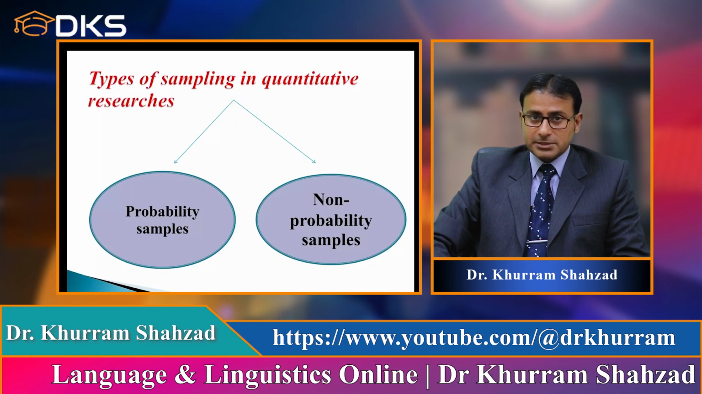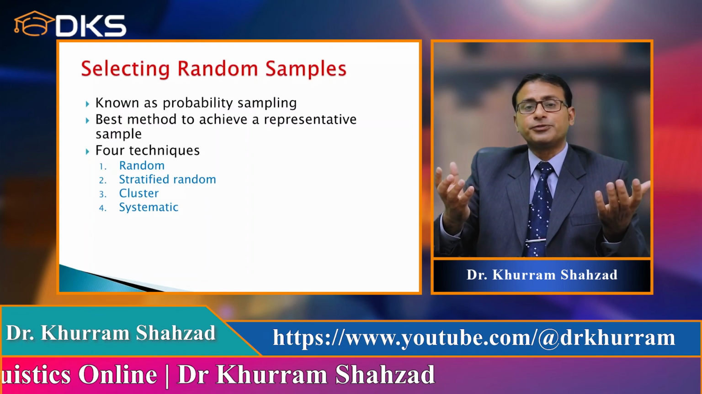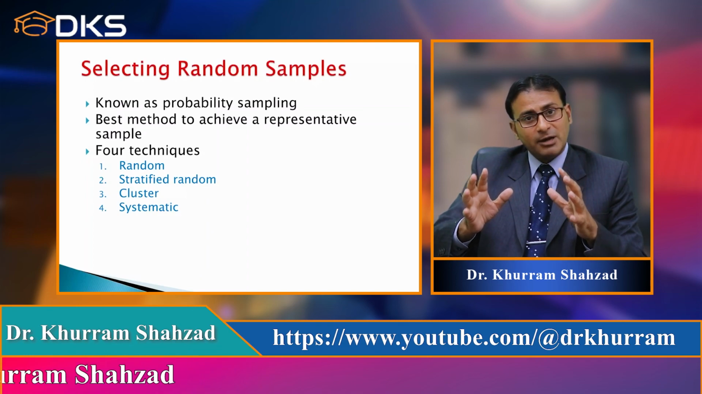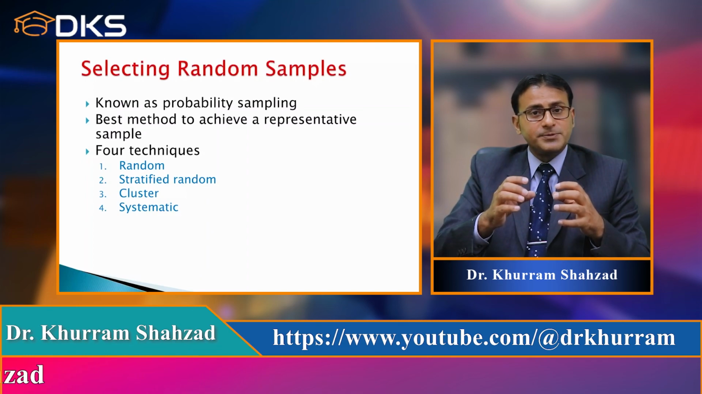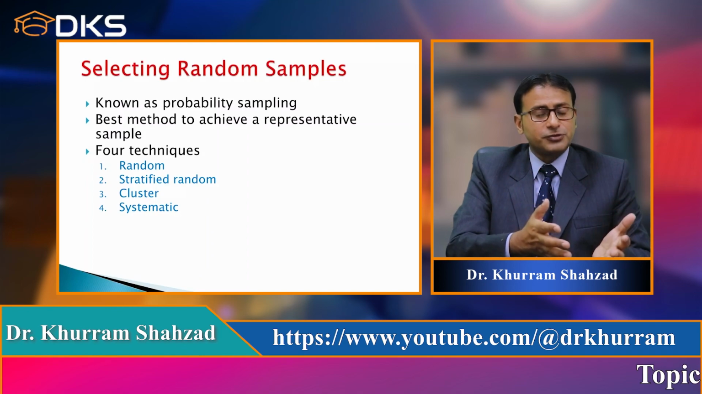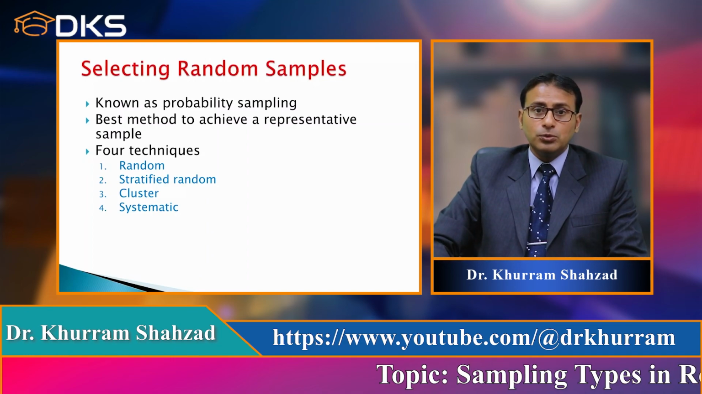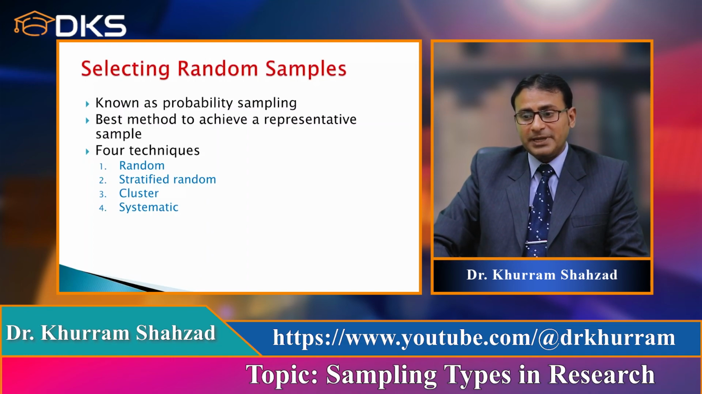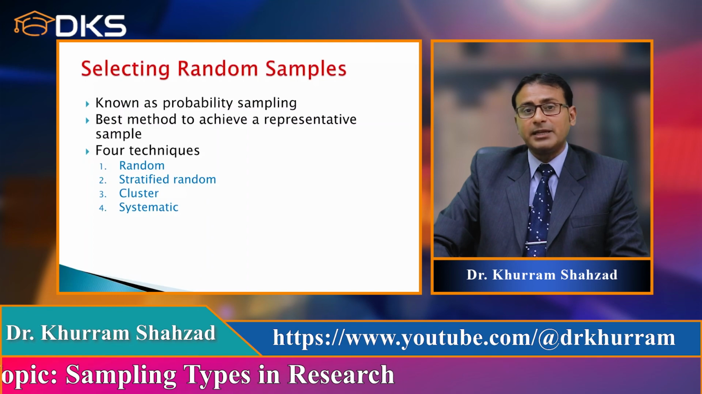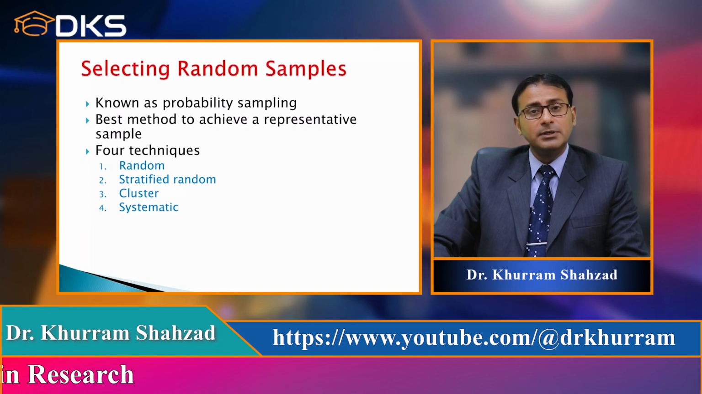Probability and non-probability sampling techniques. Different books of research give so many kinds of sampling techniques. Two basic types are probability and non-probability sampling, and under these types we have multiple techniques that one can use in research. In this video I cannot cover all of them, but some of them I am going to cover. Four techniques are random sampling, stratified random sampling, cluster sampling, and systematic sampling. They fall in the category of probability sampling or quantitative research.